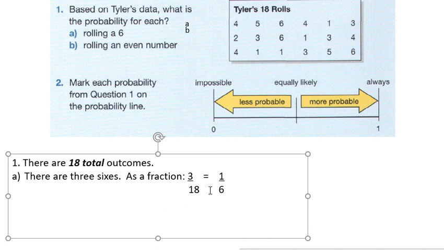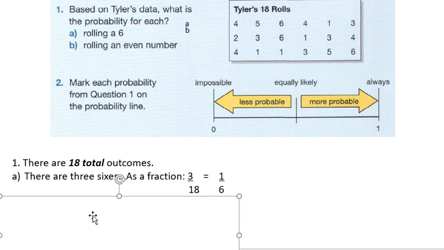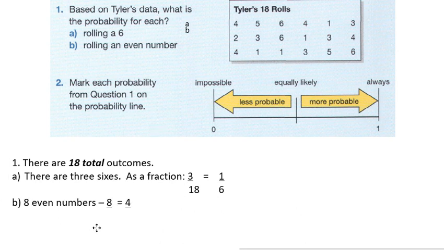We can also convert this to a percentage if we want, but for this question, it's enough to have a fraction. Part B, rolling an even number. There are still 18 total outcomes, and our even numbers here, we can count 8 even numbers. We can look at those even numbers, and there are 8 of them. And because there are 8 of them out of a total of 18, we have 8/18, and that's equivalent to 4 over 9 or 4/9.